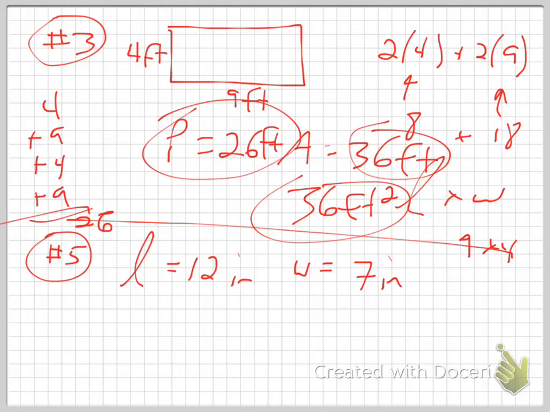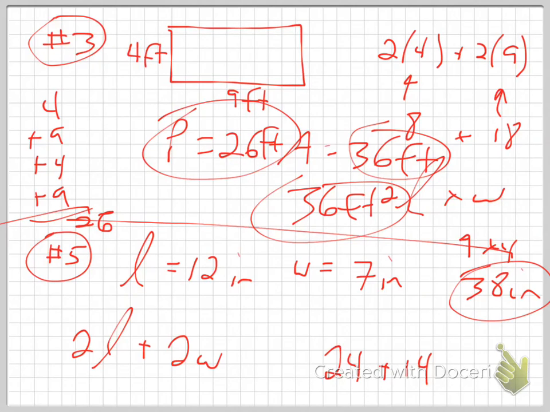12 and 7. What is the formula for finding the perimeter of a rectangle with length 12 and 7? What do I do? What's the formula? 2L plus 2W. 2 times the length is 24 plus, what's 2 times the width? 14. 24 plus 14 is 38 inches. That's the perimeter.